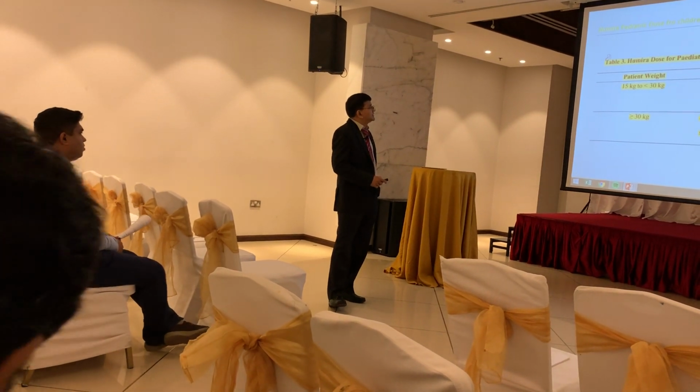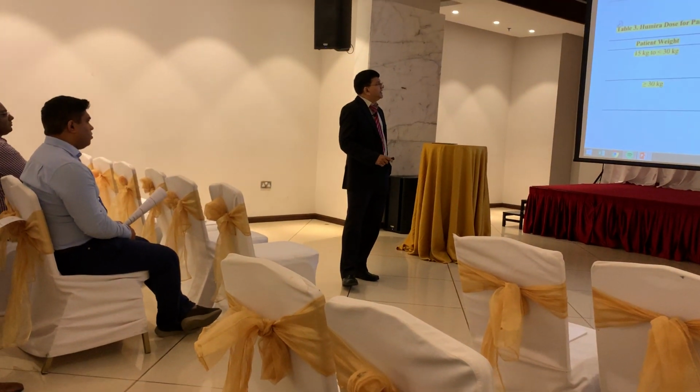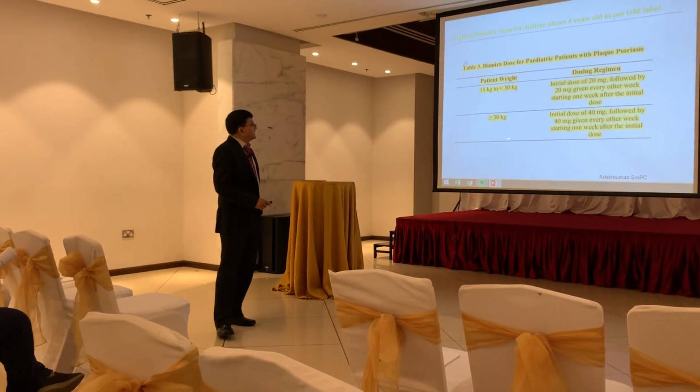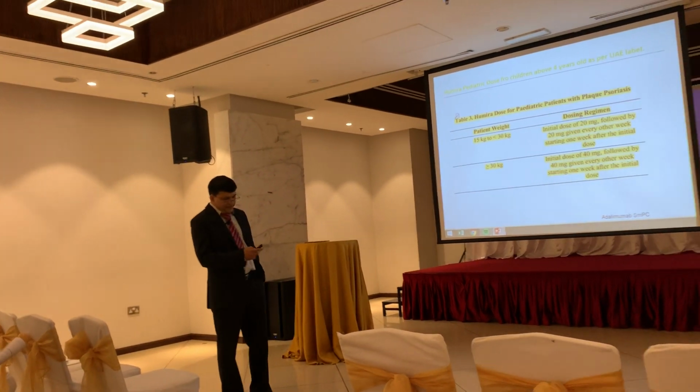For children 15 to 30 kg, the initial dose is 20 mg, then 20 mg after 1 week, and then bi-weekly. For 30 kg onwards, 40 mg, followed by 40 mg every other week, starting 1 week after the initial dose.